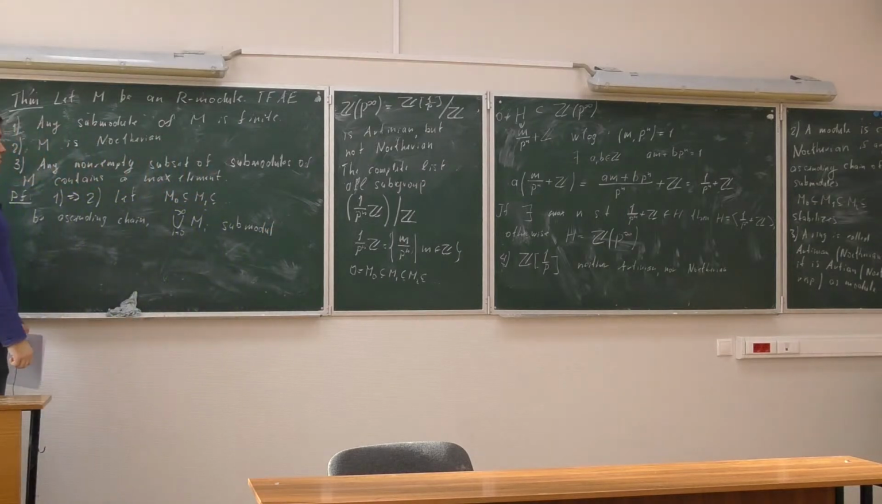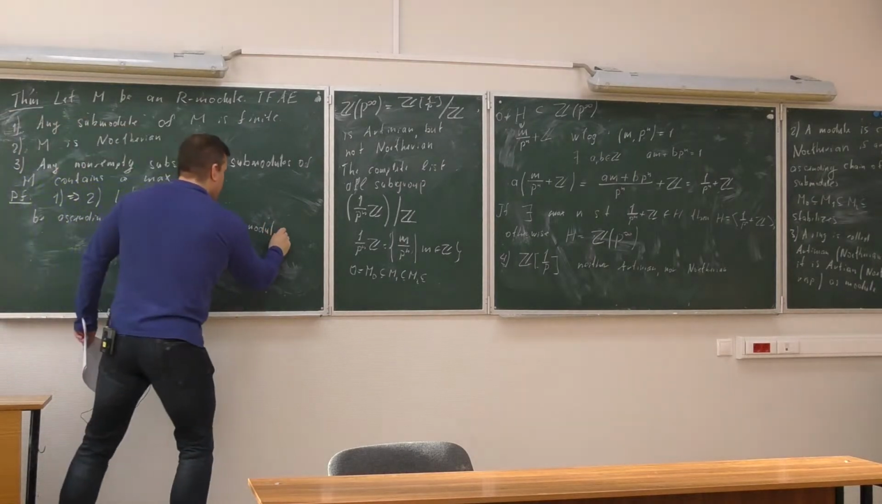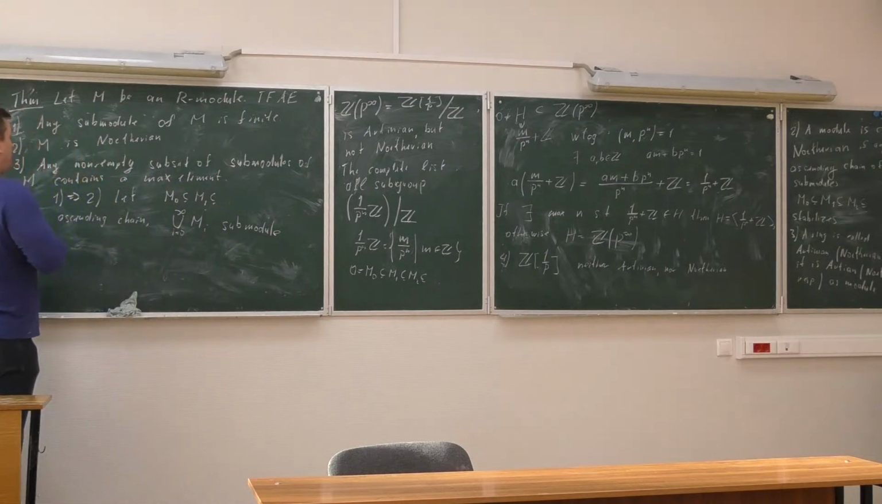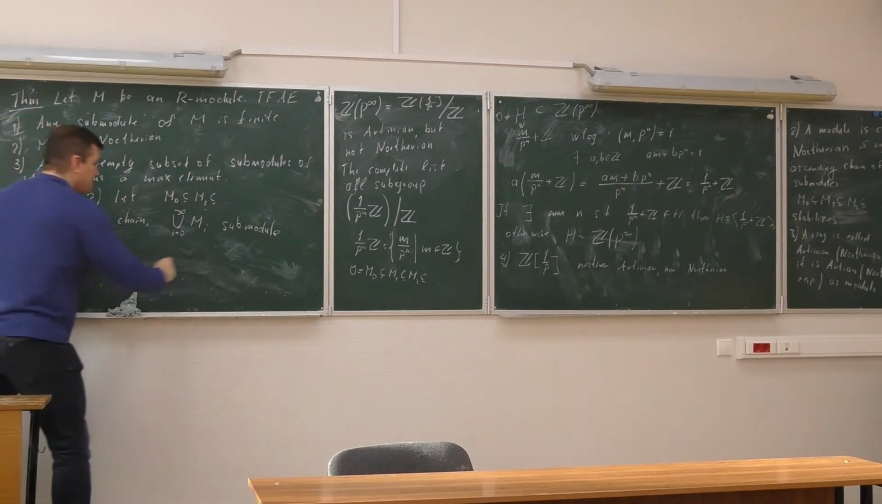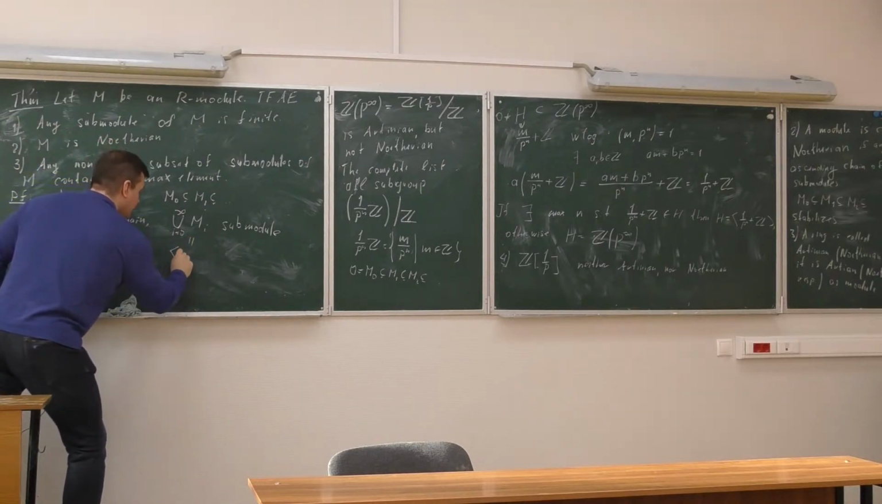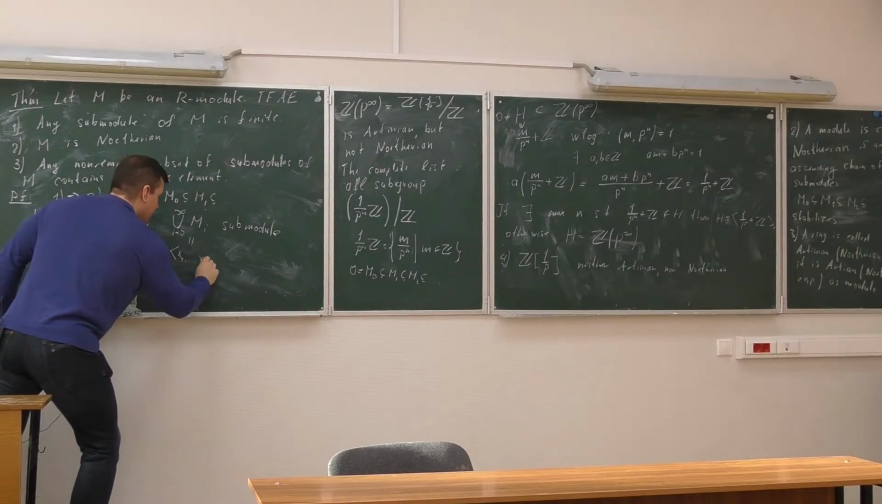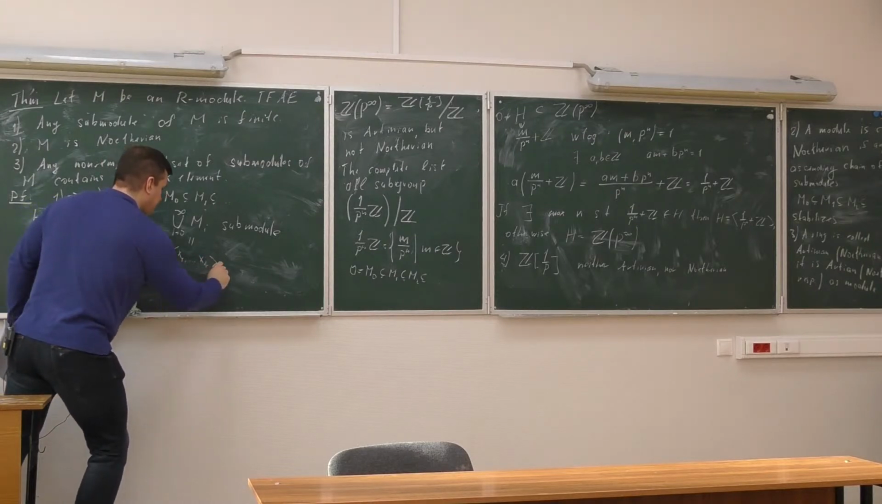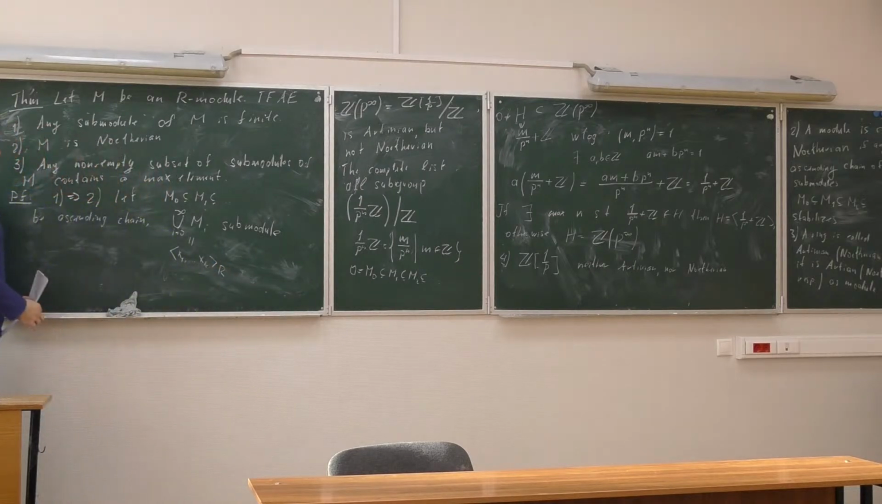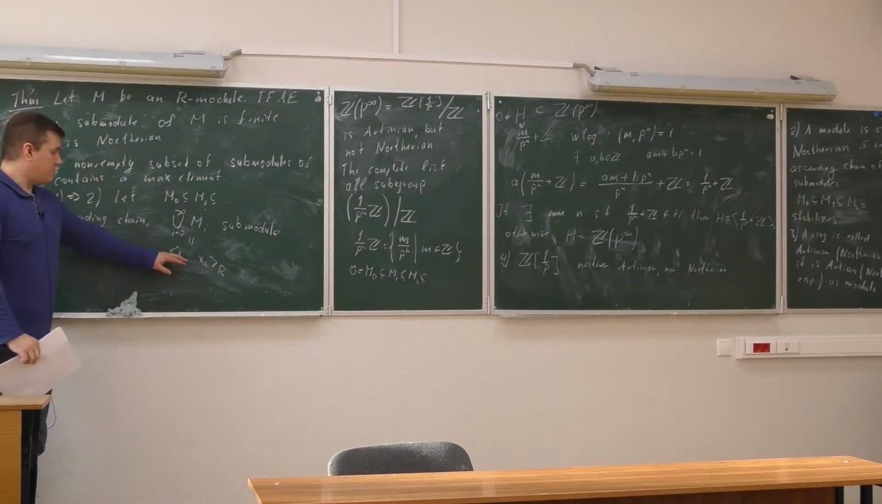So this union is a submodule, and we know that any submodule, well, we assume condition 1, so we know that any submodule is finite. So it means that I can generate this by finitely many elements. Let me call them x1, x2 up to xk.